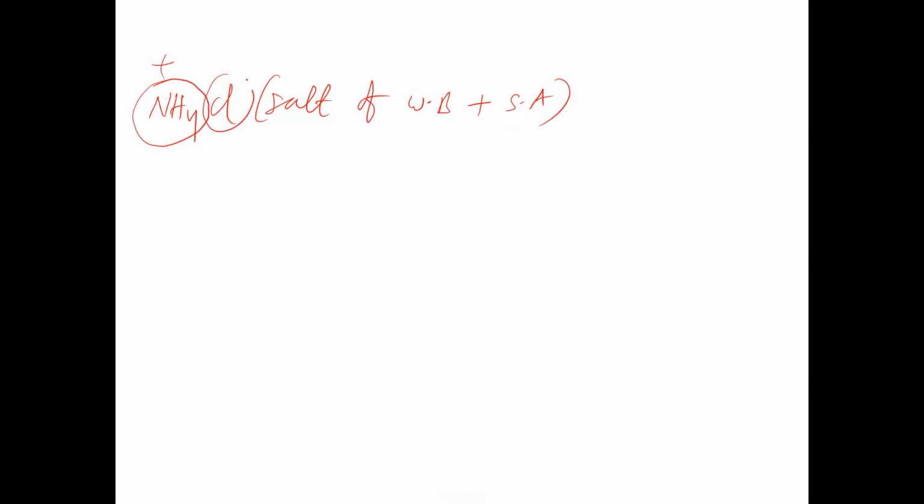Suppose you take NH4Cl. NH4Cl is a salt of what? Salt of a weak base and a strong acid. Here NH4 plus is the cation of the salt and Cl minus is the anion of the salt. This cation comes from which base? It is from NH4OH. NH4OH means what?